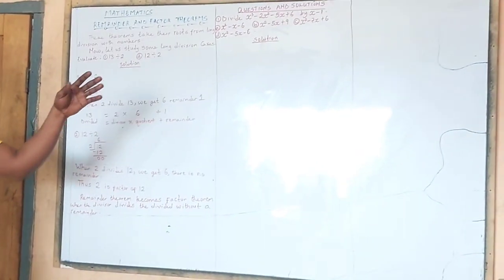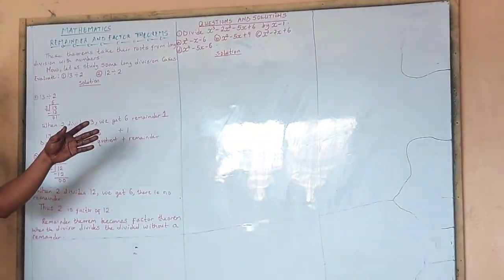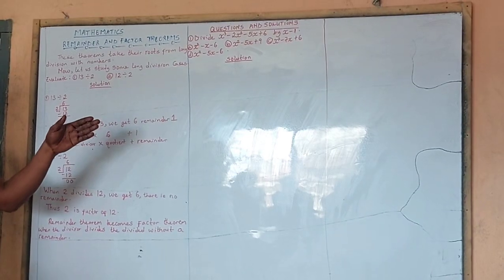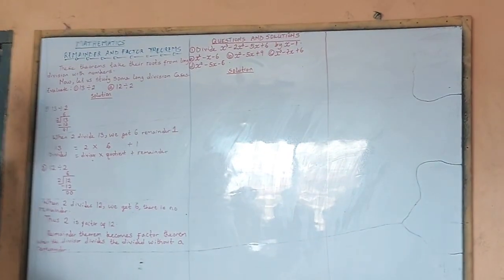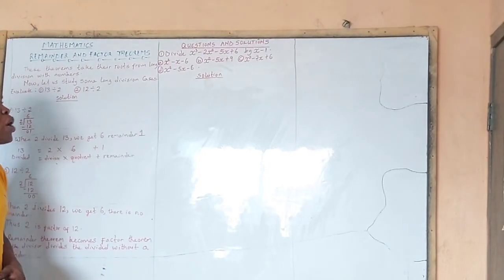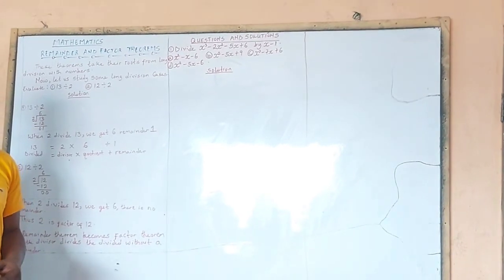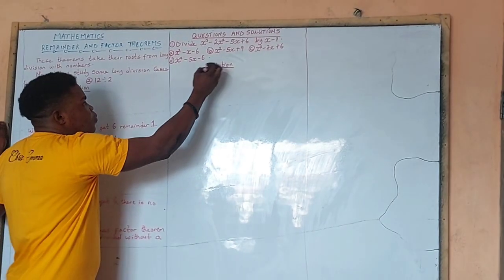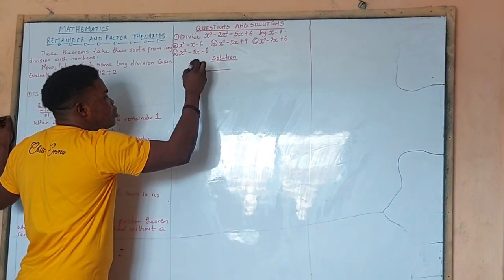Mind you, all the questions I will be solving are JAM past questions, and most of these questions are from the mock JAM 2025 they did this year. So, let's look at question 1. They said divide x cubed minus 2x squared minus 5x plus 6 by x minus 1. We are going to use the long division method. Don't forget to indicate your long division method.